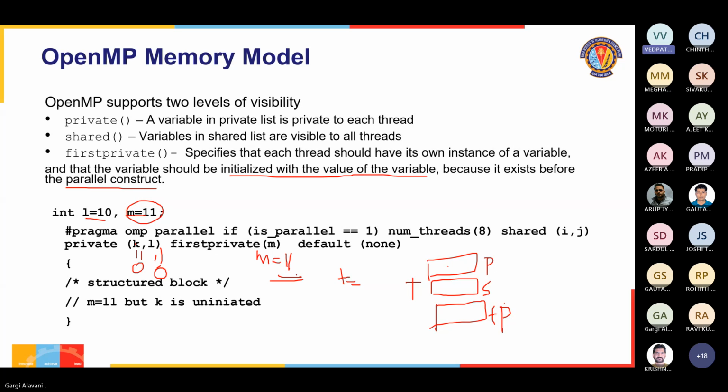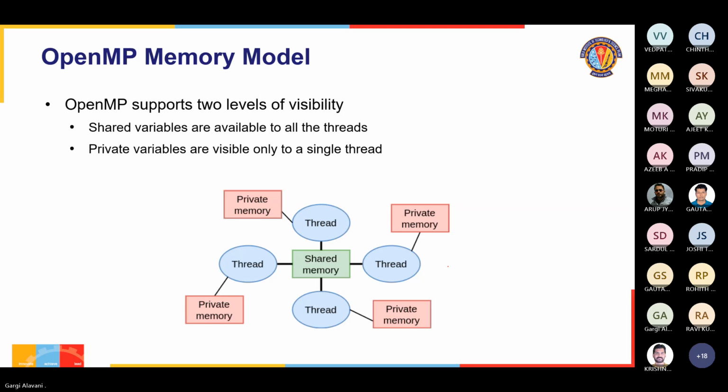If you can come to the earlier slide, ma'am. Here we can clearly see that every thread has its own private memory. Whenever we say a variable is private, only that particular thread is going to see that variable. Every thread will have its own private quota of memory wherein private variables will be added. And by default, all the global variables are going to be shared across threads.